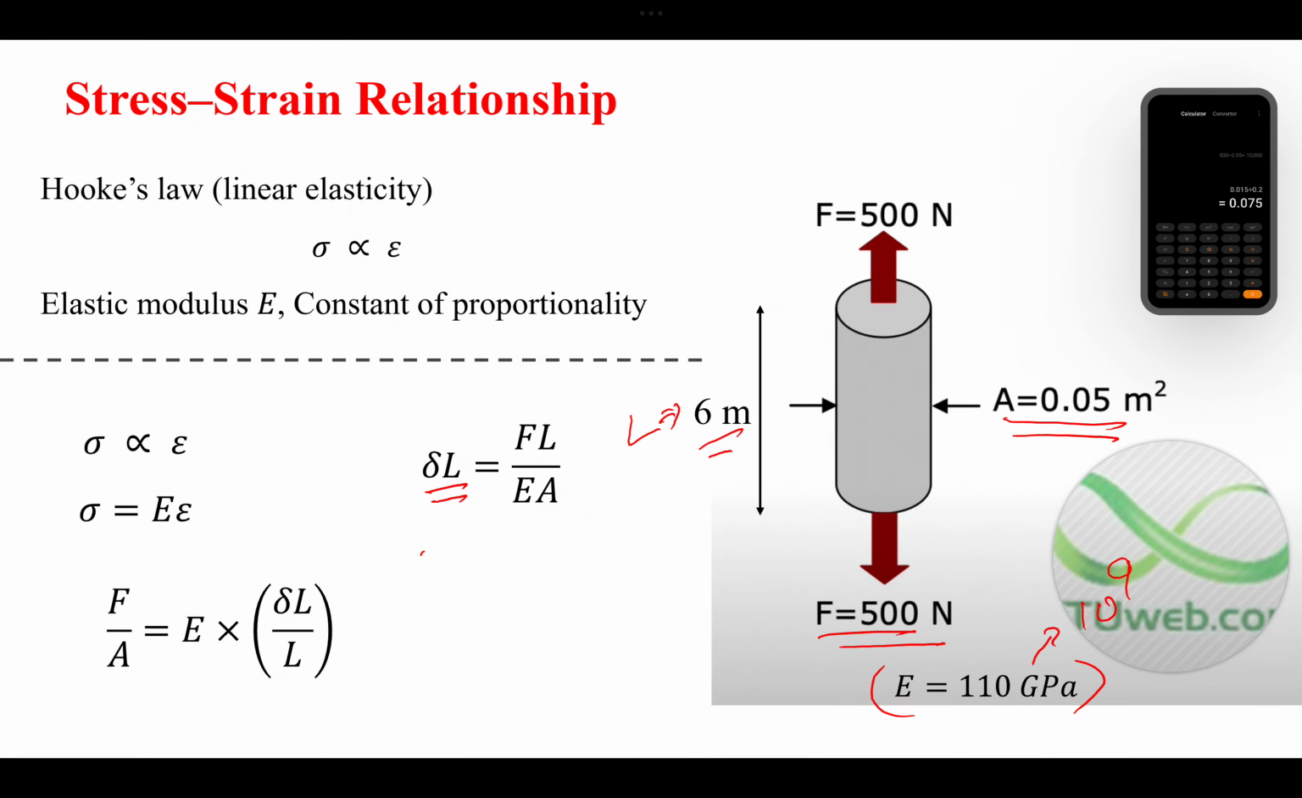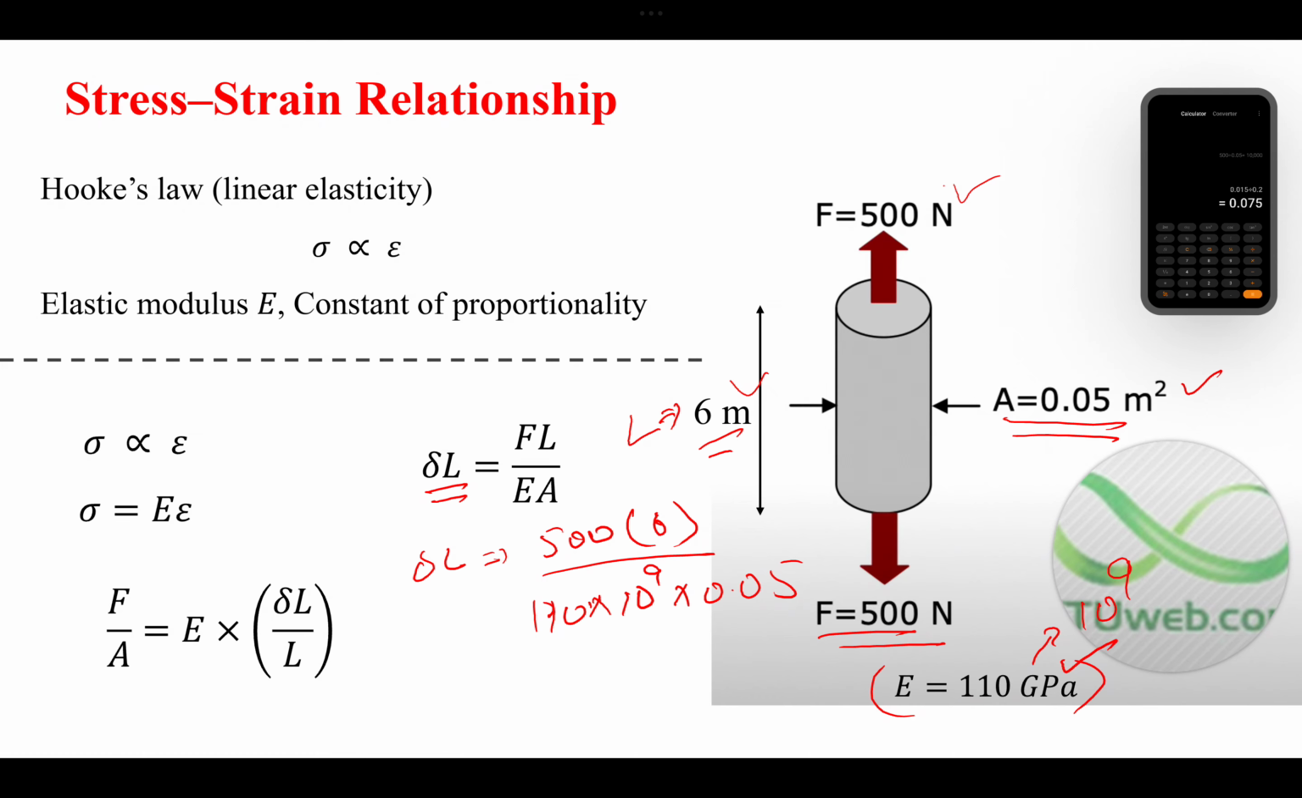So we can simply use this formula. Your change in length will be equal to the force, 500, multiplied by the original length, which is 6, divided by the elastic modulus, that is 110 into 10 raised to the power 9, multiplied by the area, which is 0.05 meter squared. Make sure the units are the same. The length should be in meters, the force in newtons, and the modulus in pascals.